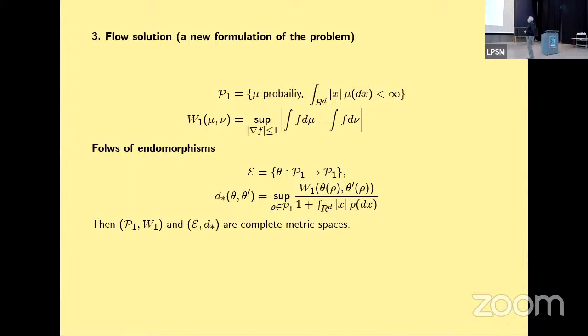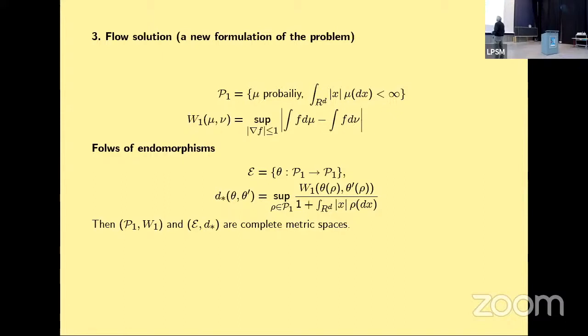So I denote by P1 the space of probability measures with finite first moment. I denote by W1 the Wasserstein distance. W1 of mu and nu is the supremum over all the functions which are Lipschitz with constant less than one, of the integral of f d mu minus the integral of f d nu. So this is a basic space.